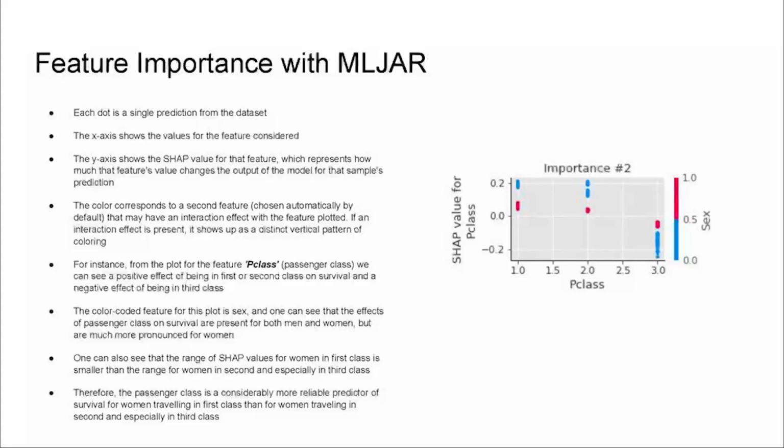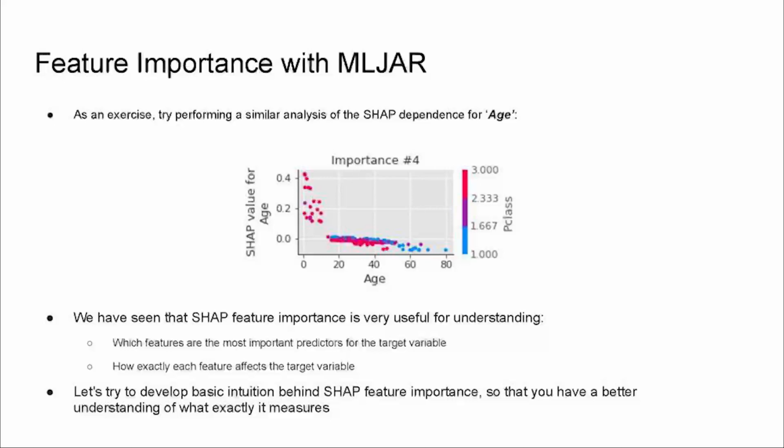One can also see that the range of SHAP values for women in first class is smaller than the range for women in second and especially in third class. Therefore, the passenger class is a considerably more reliable predictor of survival for women traveling in first class than for women traveling in second and especially in third class. Now for your own learning, as an exercise, try performing a similar analysis of the SHAP dependence plot for age.